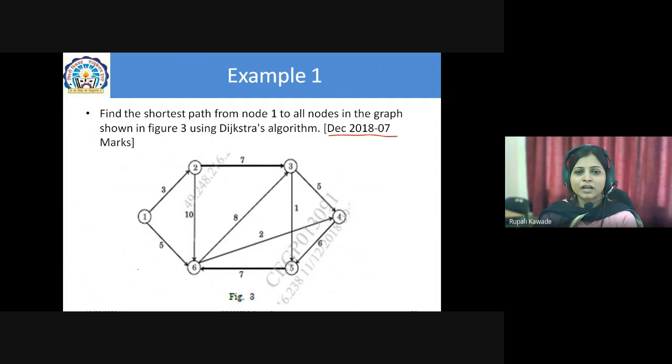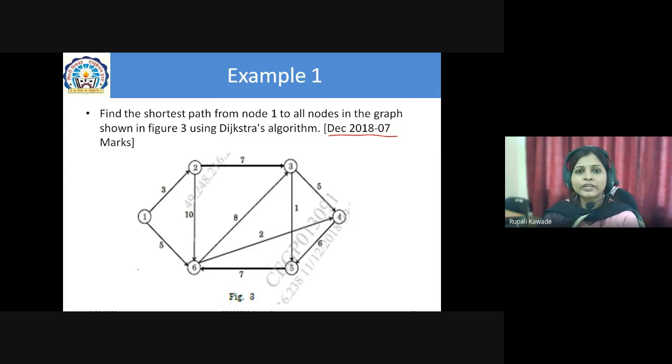Find the shortest path from node 1 to all the nodes in the graph shown in figure 3 using Dijkstra's algorithm. Such questions will come up in the exams, finding the shortest path. Okay, finding the shortest path.